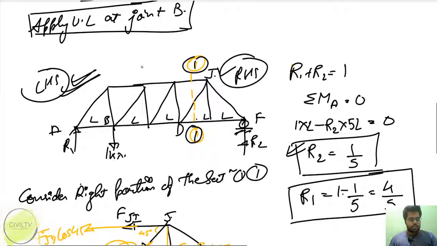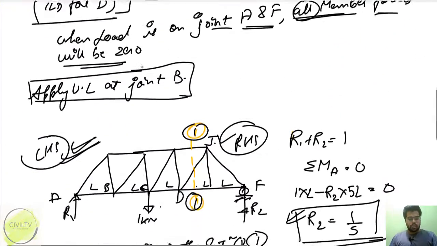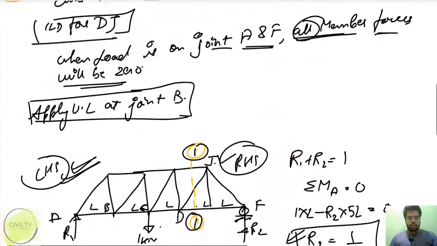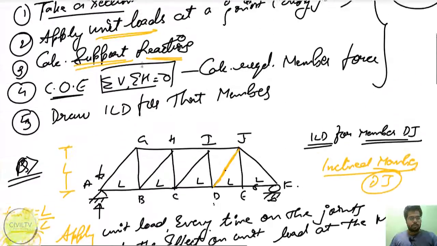सो मैं क्या करता हूं, मैं यहीं पर इसको रब कर देता हूं. This is A, this is B and this is C, right? ये मेरा C जॉइंट है. So over here वापस से मुझे बनाना पड़ेगा, so I will just erase it and make it over here. C जॉइंट पे मैंने 1 किलोन्यूटन का यूनिट लोड ले लिया. ठीक है, and again मैं स्टेप्स देख लेता हूँ. सबसे पहला, take a section. मैंने सेक्शन ले लिया है. Take a section, apply unit load at a joint. मैंने जॉइंट पे यूनिट लोड लगा दिया है, C जॉइंट पे.